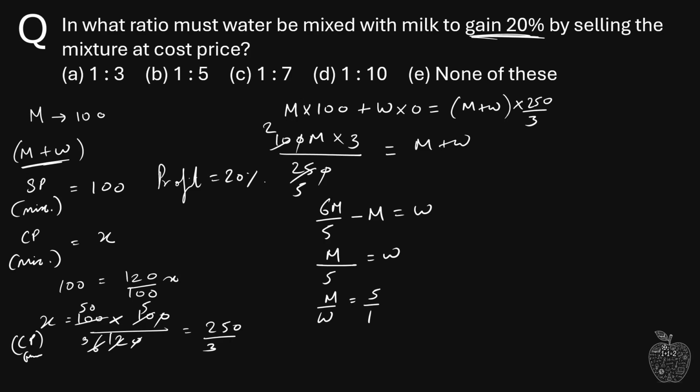We need, in what ratio must water be mixed with milk? So we need the ratio of w is to m. So it will be 1 is to 5. So we have a ratio here. This is our required answer, 1 is to 5.